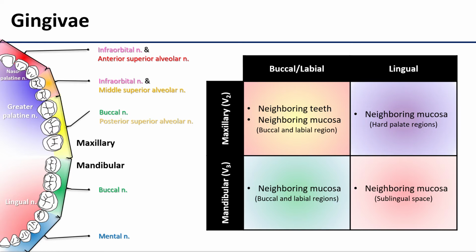So I put together a little chart here to help you remember what structures share innervation with the gingivae. Most gingivae is going to share the innervation of its neighboring mucosa. The only exception to this are the buccal and labial gingivae of the maxilla. So these guys up here. And these are also going to get some innervation from the nerves that serve the teeth that sit right near them.